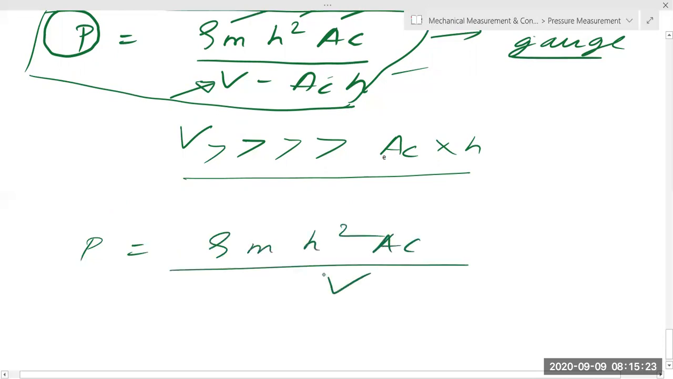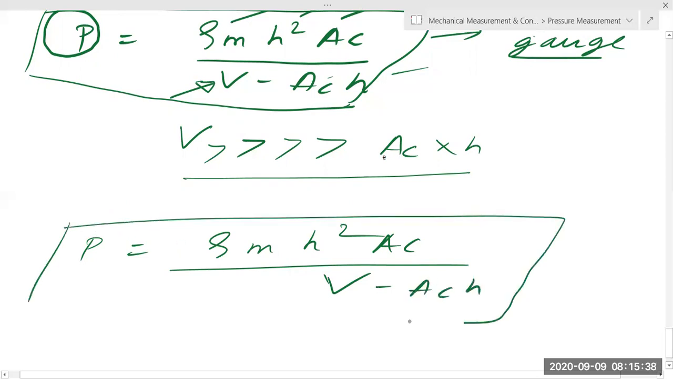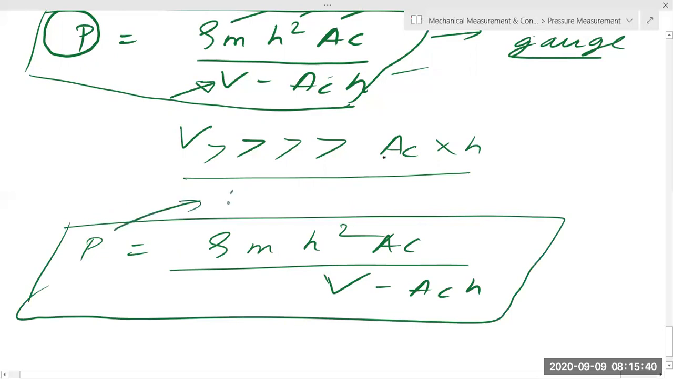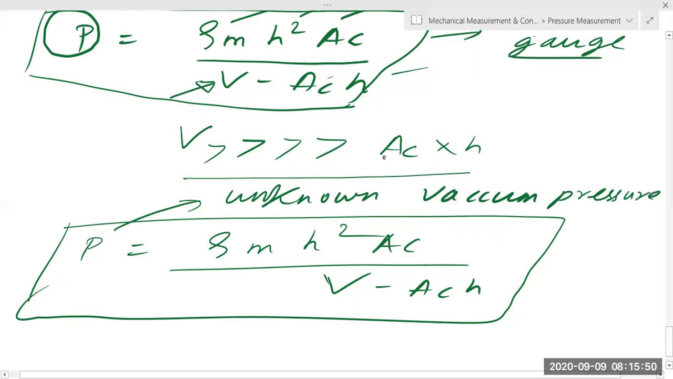Even if you don't consider it, this is not that important. What is important is V minus AC into H. This formula can be considered a general formula to measure the unknown pressure. This is very important. This is vacuum pressure. This kind of gauge is actually used to measure vacuum pressure. Remember, this gauge is called the McLeod gauge. Now I can even list some advantages and disadvantages.